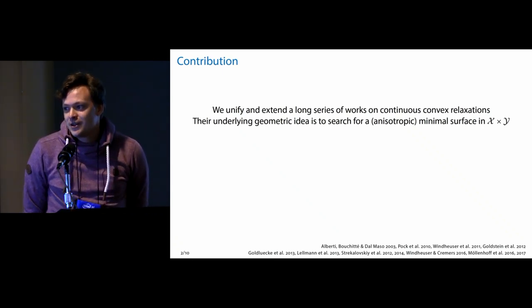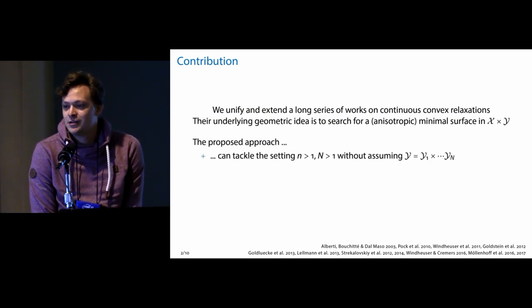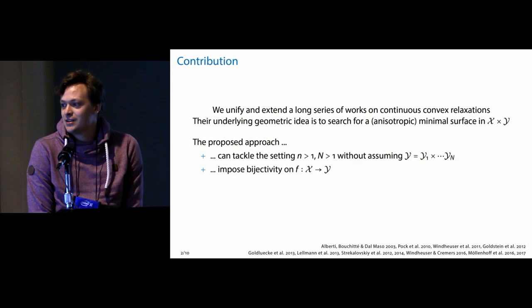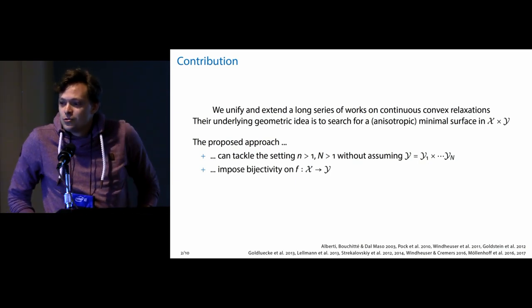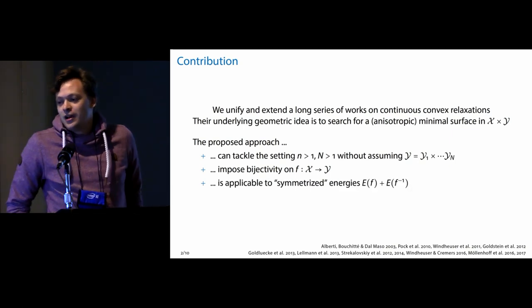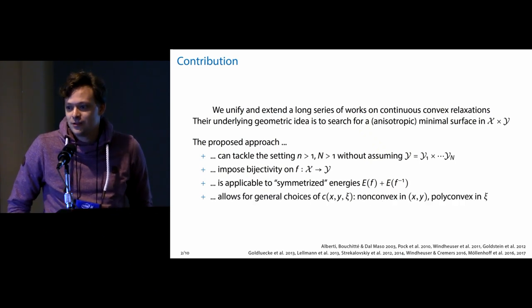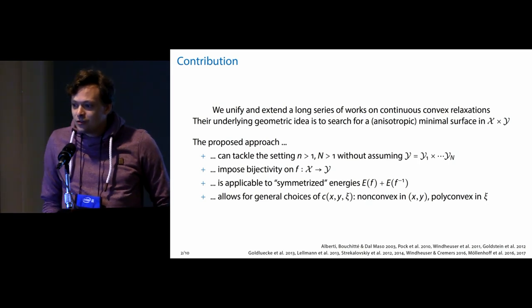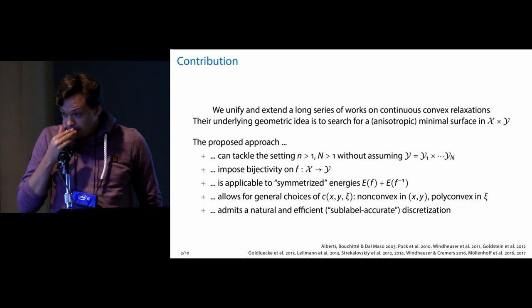So the underlying geometric idea is to search for an anisotropic minimal surface in the product space X times Y. Over related previous work, we can tackle the setting of dimension and codimension larger than one without making restrictive assumptions on the set Y. We can also impose bijectivity on the solution F, and this allows us to handle also symmetrized energies, which depend on the function F and also the inverse of the function F. We can handle very general choices of the cost C, which can be non-convex in the first two arguments and polyconvex in the last one.